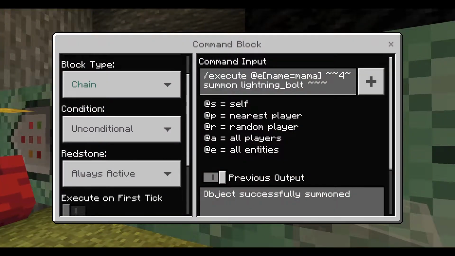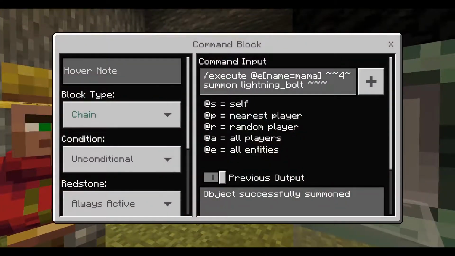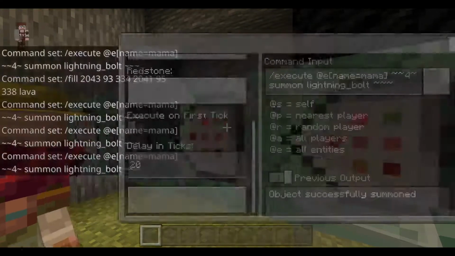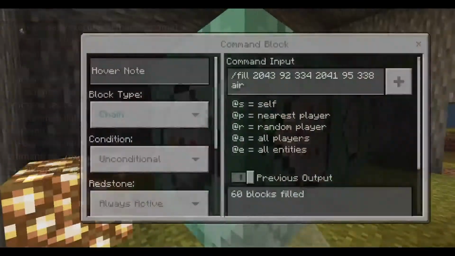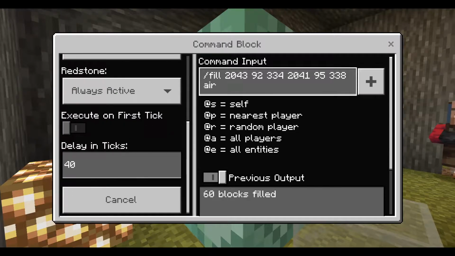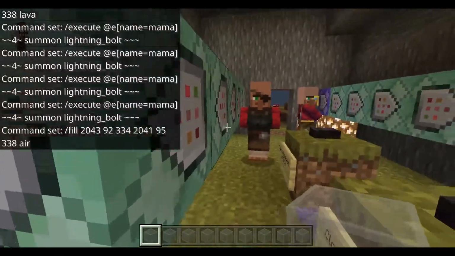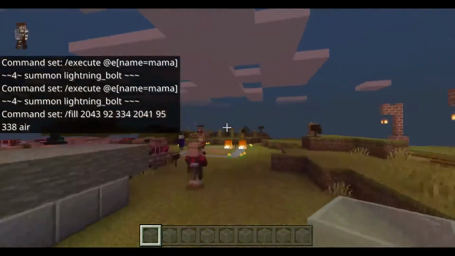And then more lightning. This one is a 1 second delay. And then more lightning, another second delay. And more lightning, probably another second delay. And then we basically fill it with air, so that way that gets rid of the lava, 2 seconds delay after that. So that's how we did this effect. All these commands that we have here. Pretty easy.